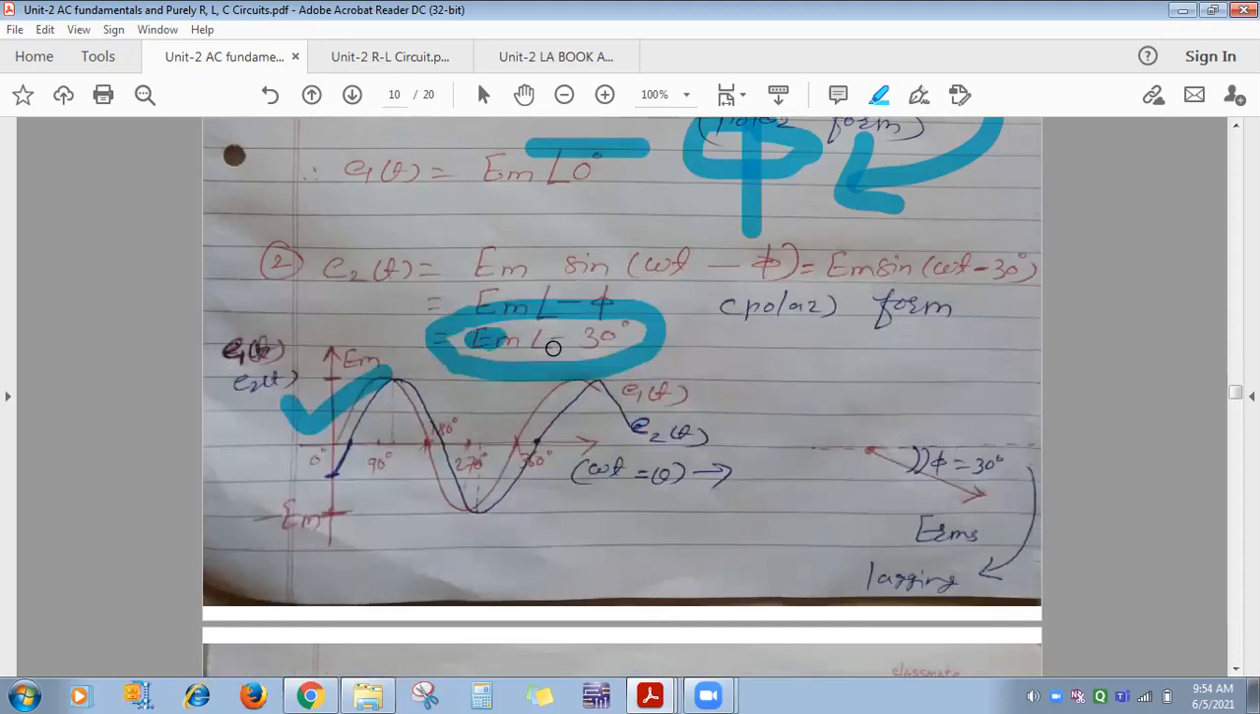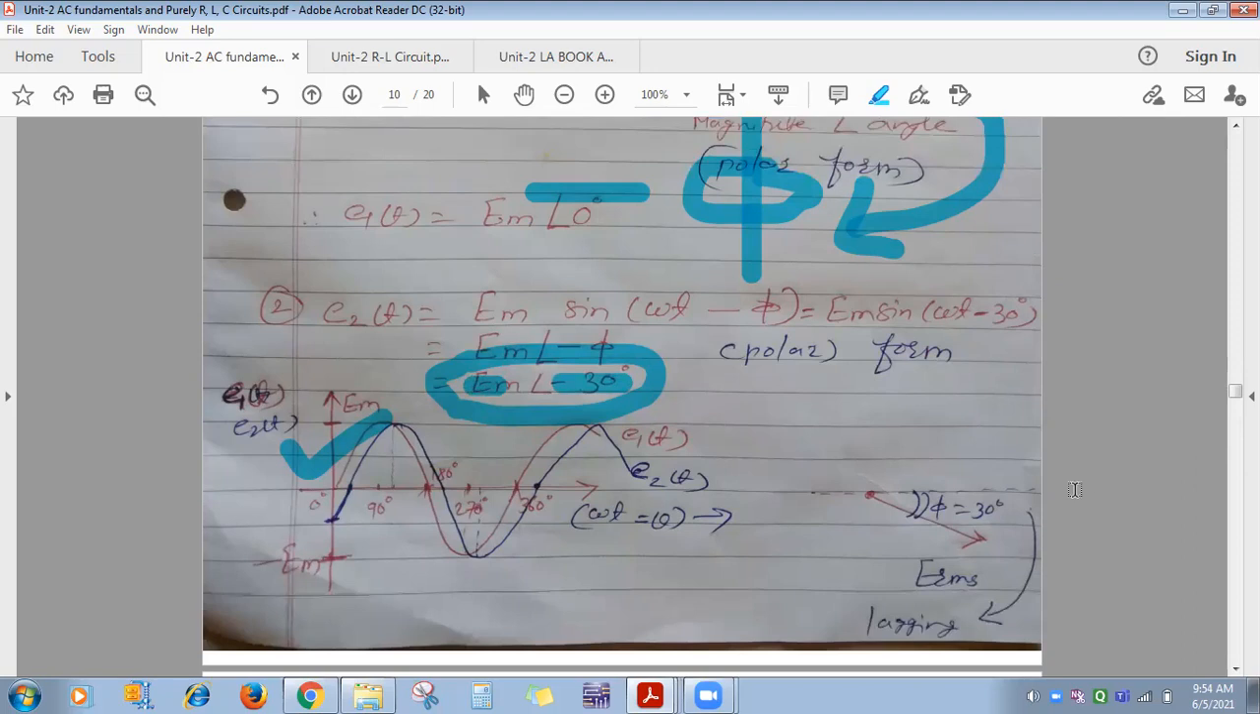So see, here in polar form it is magnitude at an angle of minus 30 degrees. So the angle is negative, minus 30 degrees. It means with reference to the positive real axis, will you measure in the clockwise or anti-clockwise direction? It is a negative angle. Clockwise. Correct. Okay. So that phasor E2t will be in the clockwise direction at an angle of 30 degrees, and the magnitude will be equal to what? RMS value or peak value?